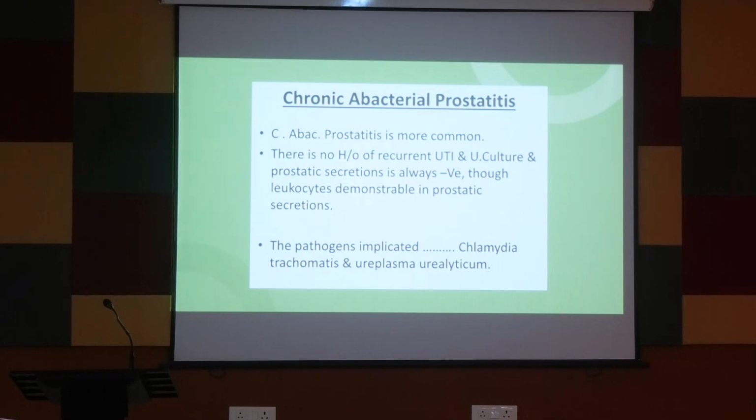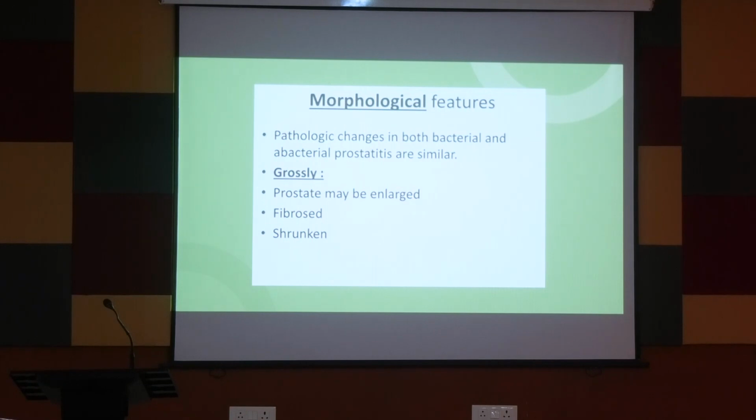So these chronic bacterial prostatitis patients commonly show no growth in normal common culture media. And what are the morphological features? Grossly the prostate may be enlarged, fibrosed or shrunken. So fibrosis and shrunken, fibrosis and contraction of the size. So decrease in the volume of the prostate is mainly the hallmark of chronic prostatitis.